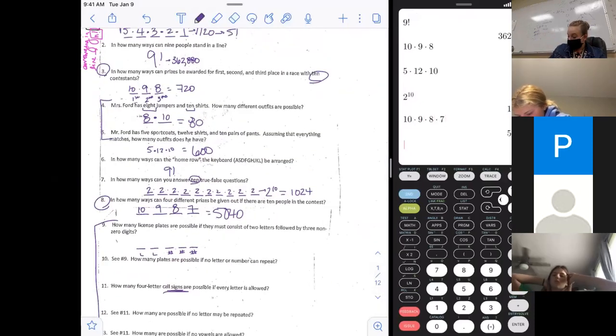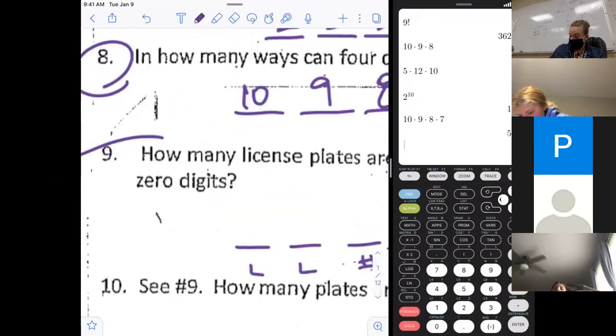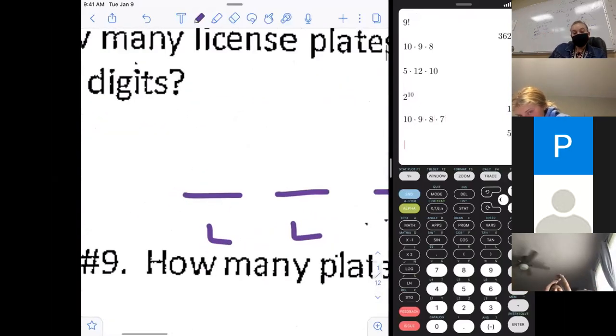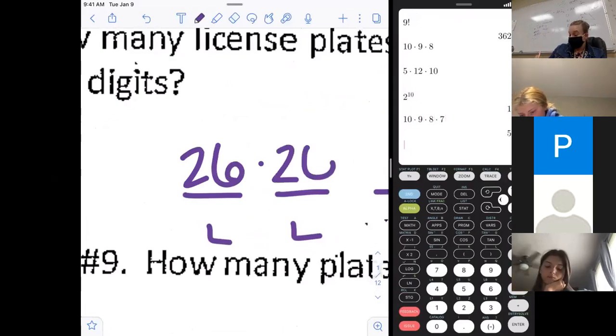So I'm assuming that I'm looking at any 2 letters. There are 26 letters in the alphabet, just in case you forgot. Sometimes I have to remind myself. You can choose any one of those 26 for the first letter. Now there's no restriction. You could pick any of those 26 again for letter number 2. They could be the same letter. They didn't tell us they couldn't be.